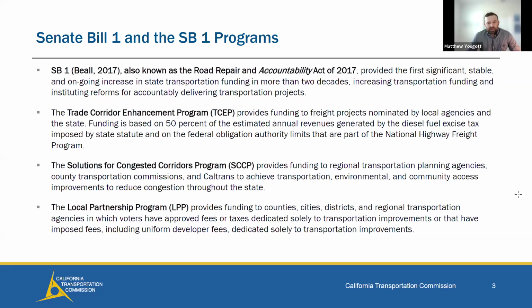So Senate Bill 1, and I'm sure most of you are aware, was adopted in 2017. And I think it's important to refer to it as the name that it was referred to as, the Road Repair and Accountability Act of 2017. I don't need to describe the funding that came with SB1. I know that it was the first ongoing source of transportation revenue and funding for projects that the state had experienced in some time, actually dating back to Prop 1B.